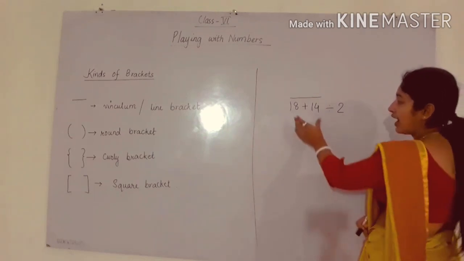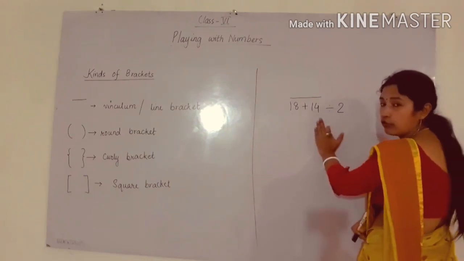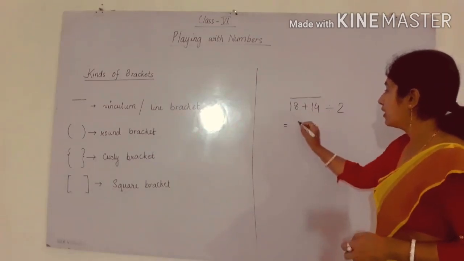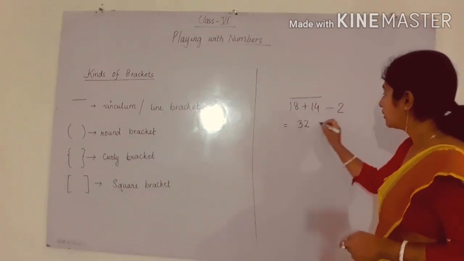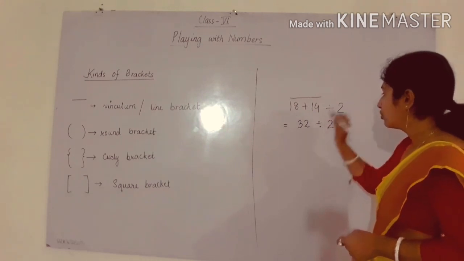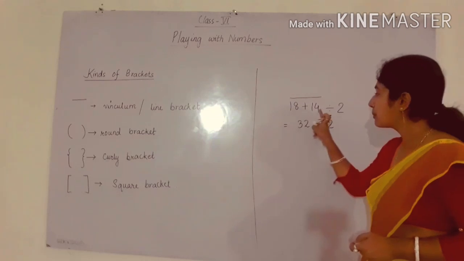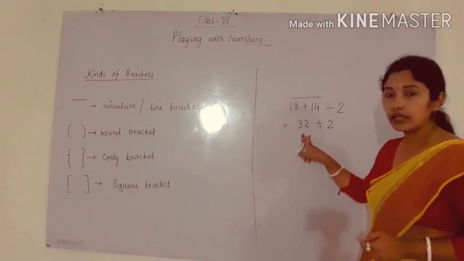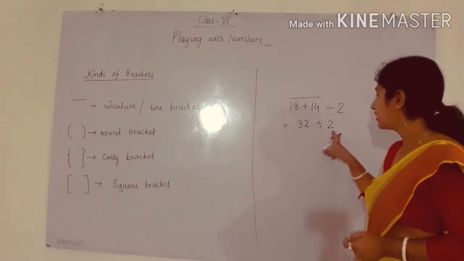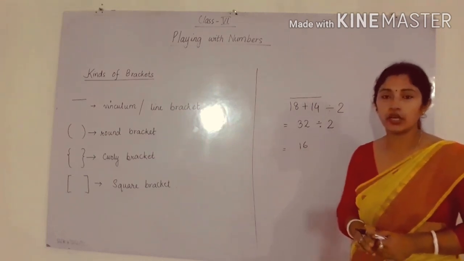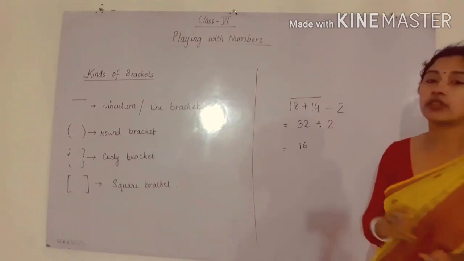So you have to add 18 and 14. 18 and 14 will be 32. Then 32 divided by 2. The thin column will go because we have solved it. We have simplified it, so the answer is 32. Then 32 will be divided by 2, so the answer is 16.